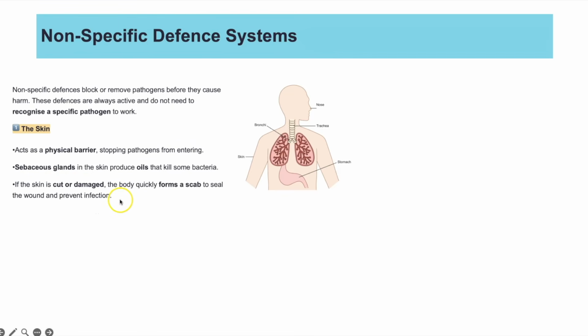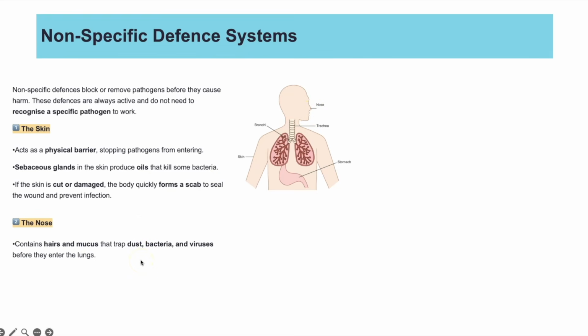If you get a cut in your skin, then you will quickly form a blood clot and then a scab, and that is to prevent your barrier, the skin physical barrier, from having any holes in, which could then enable a pathogen to enter.